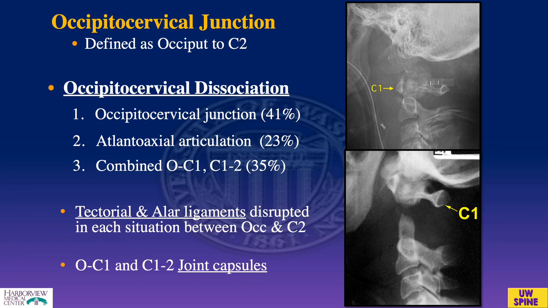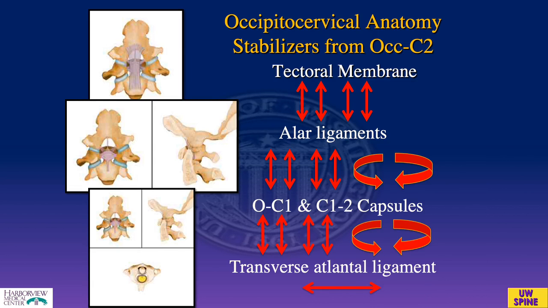Now, if we look at the ligamentous attachments, and we'll look at this on the next slide, these are really disrupted between the occiput and C2, as this is really kind of a common area in each of these. And the other thing that can be affected are the joint capsules, and maybe that's what's keeping these together.